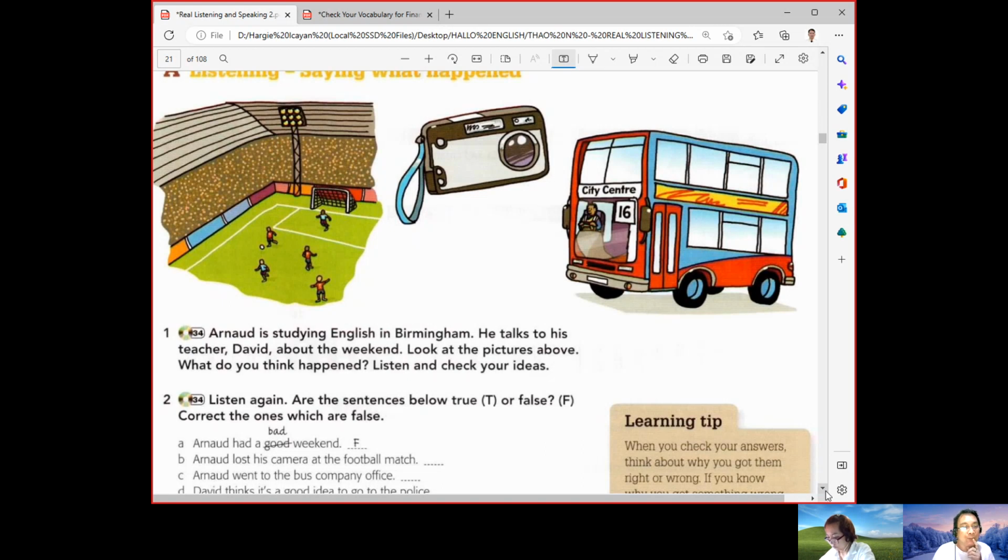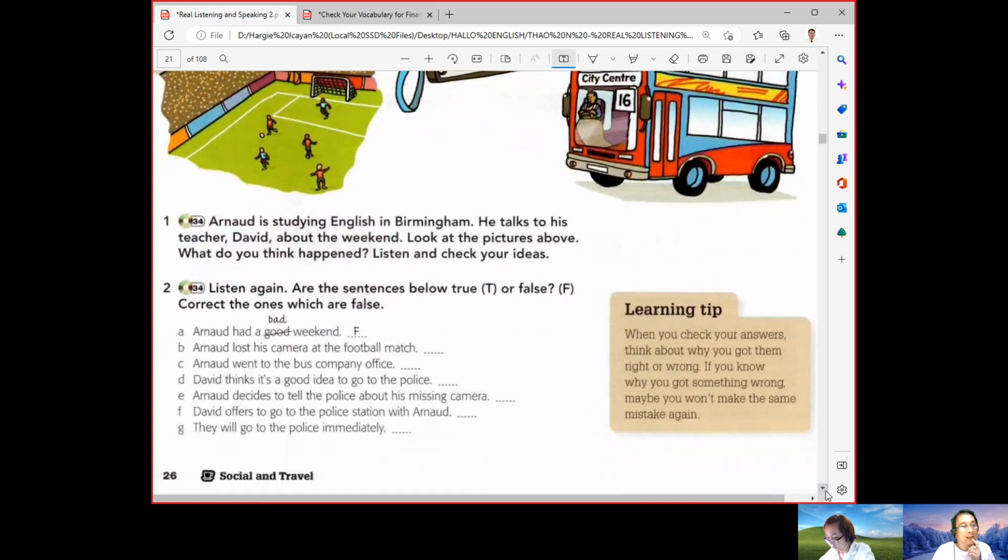Okay, so we cannot do this one now, right? Because we don't have a CD number 34, so we don't know what happened. Now let's try to do this one. So listen again. Of course, we cannot. Are these sentences below true or false? Correct the ones that are false.